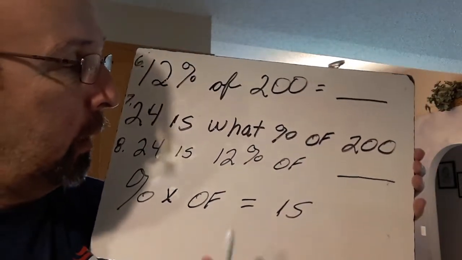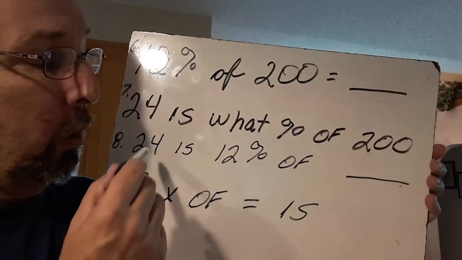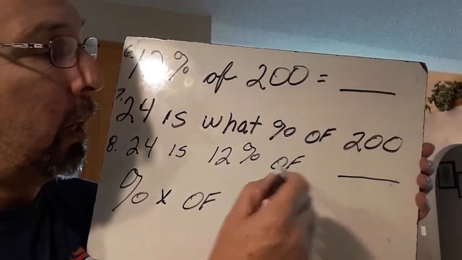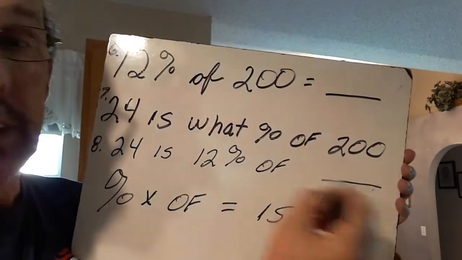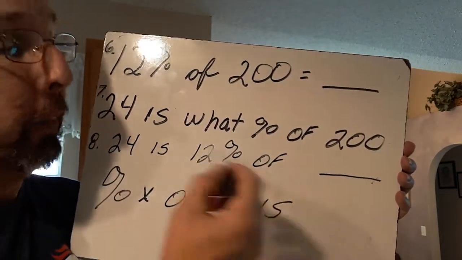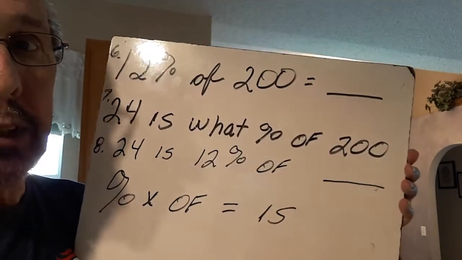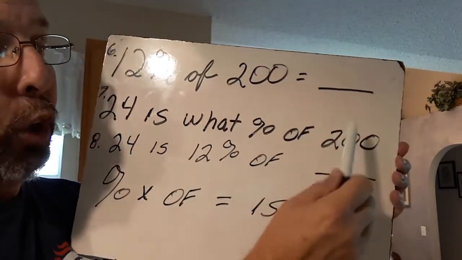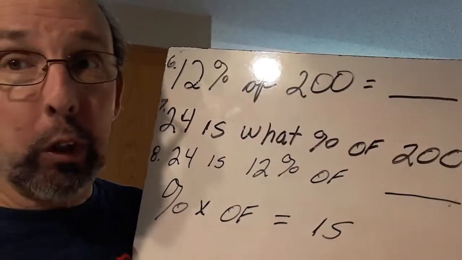Now take this one down here. 24 is 12% of what number? Now they're looking for the of. They don't give you the of. This is a division problem. This is a division problem. This is a multiplication problem. And you have to know what to divide into what. And that's where many of you are confused right now.